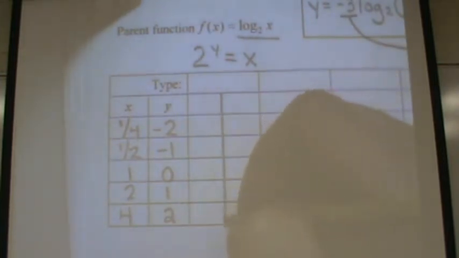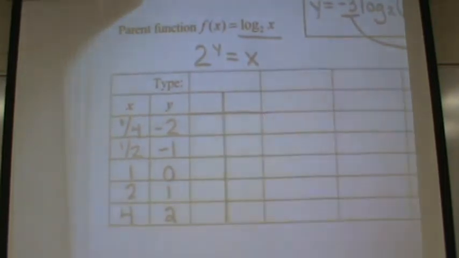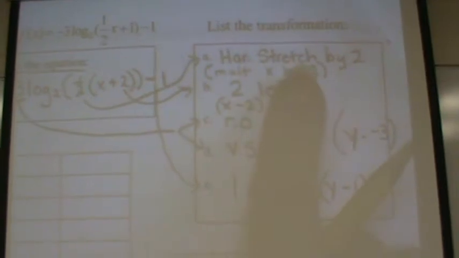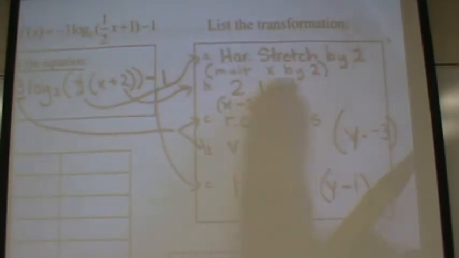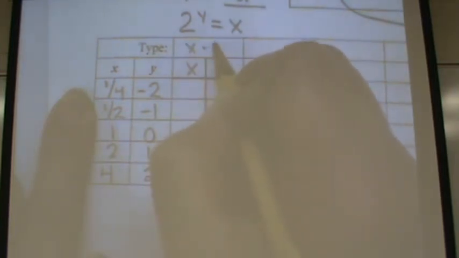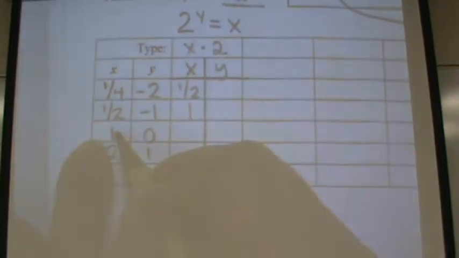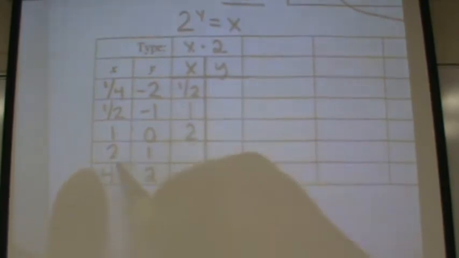So step 1, what are we going to do? Look at your transformations. We bulleted them here, A, B, C, D. We first do the horizontal stretch by a factor of 2. So that means multiply your x values by 2. What x values am I talking about? These right here. So you multiply them by 2. You get 1/2 here. Multiply this by 2, you get 1. Multiply this by 2, you get 2. Multiply by 2, you get 4. Multiply by 2, you get 8.